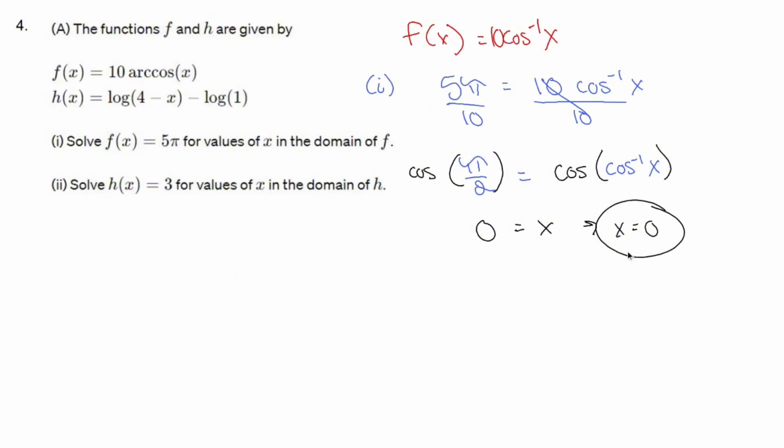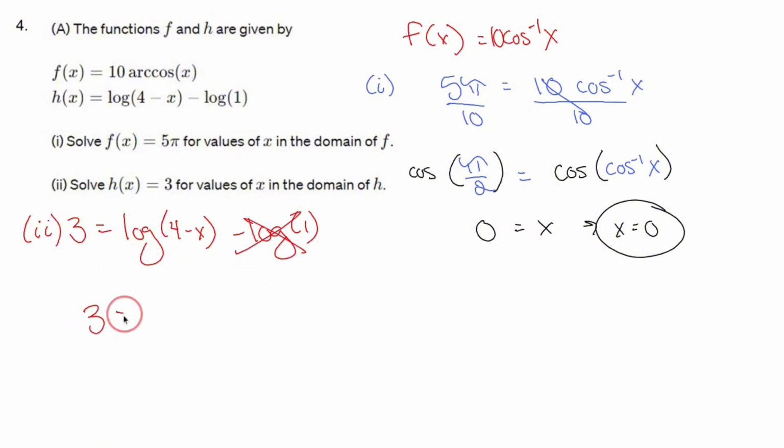Problem I solved. Problem double I, which is what I'm called when I'm not wearing my glasses, says h of x equals 3. So 3 equals log, 4 minus x minus log of 1. Fun fact, log of 1 is nothing. Get rid of it. So I have 3 equals log base 10 of 4 minus x.